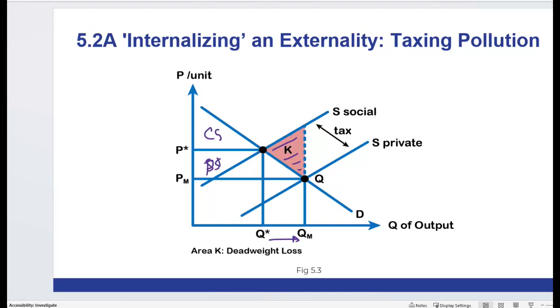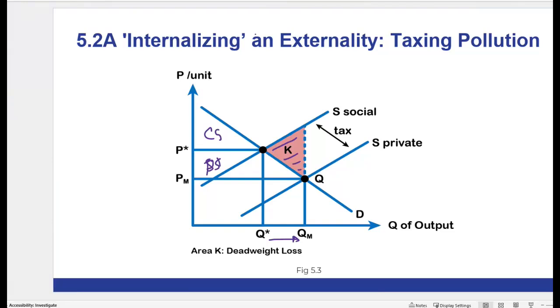But all we're really saying is that as it was, the market was overproducing, and therefore we were incurring a dead weight loss. If we shift that supply curve by adding a tax, we resolve the externality, and of course this is going to have an effect on our surplus as well.